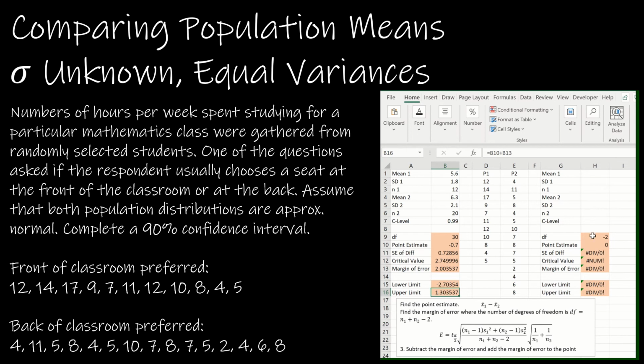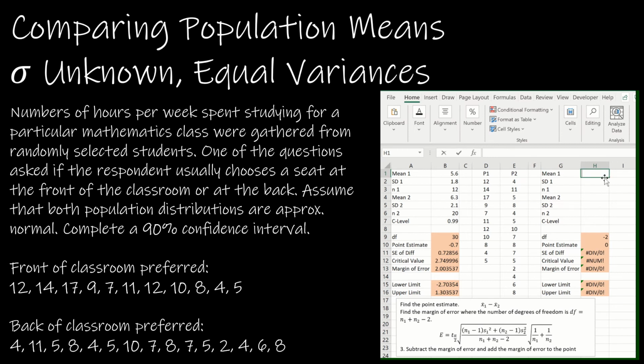Now we're going to do the same thing. I've already set up all of these cells over here correctly. Just as I did before, now I have two populations. The first one, this is dealing with two populations where you're looking at test scores for people who choose to sit at the front of the class versus people who choose to sit at the back of the class, and whether or not there is a difference.